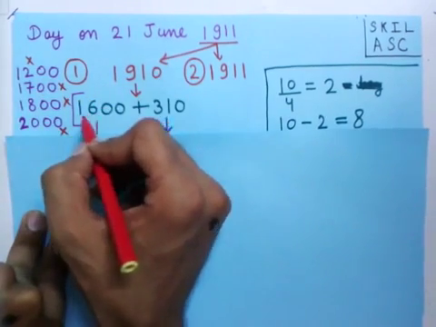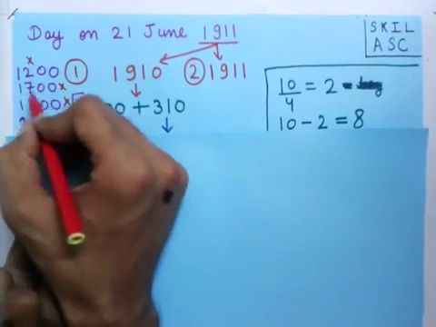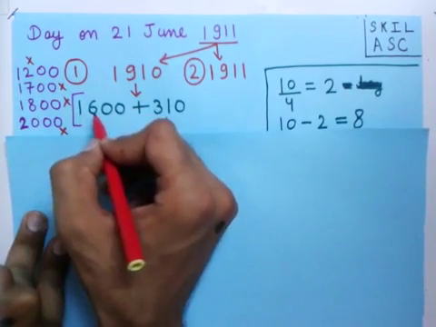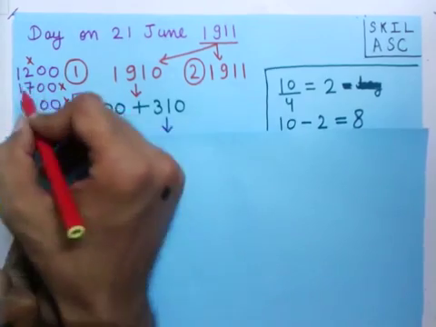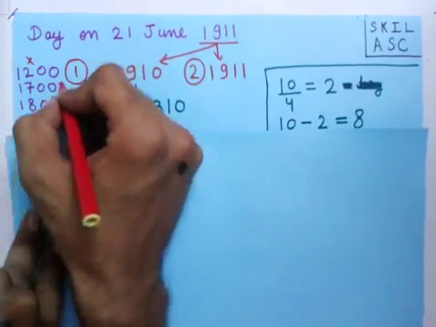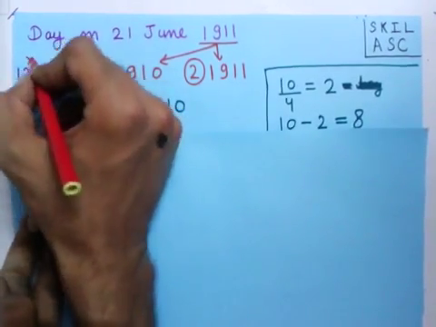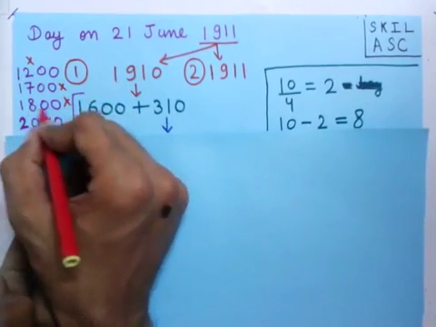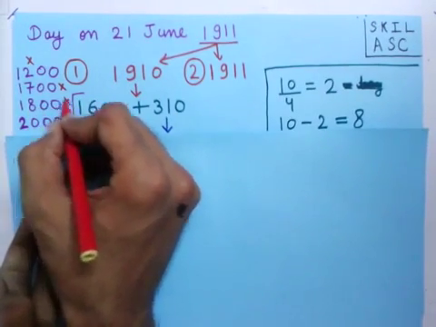So this was maximum. Now we see 1700. Now it is more than this century 1600, but it is not a leap year. So we did not take this and we did not take this. Now this is 1800. This is again not a leap year. So we did not take this.